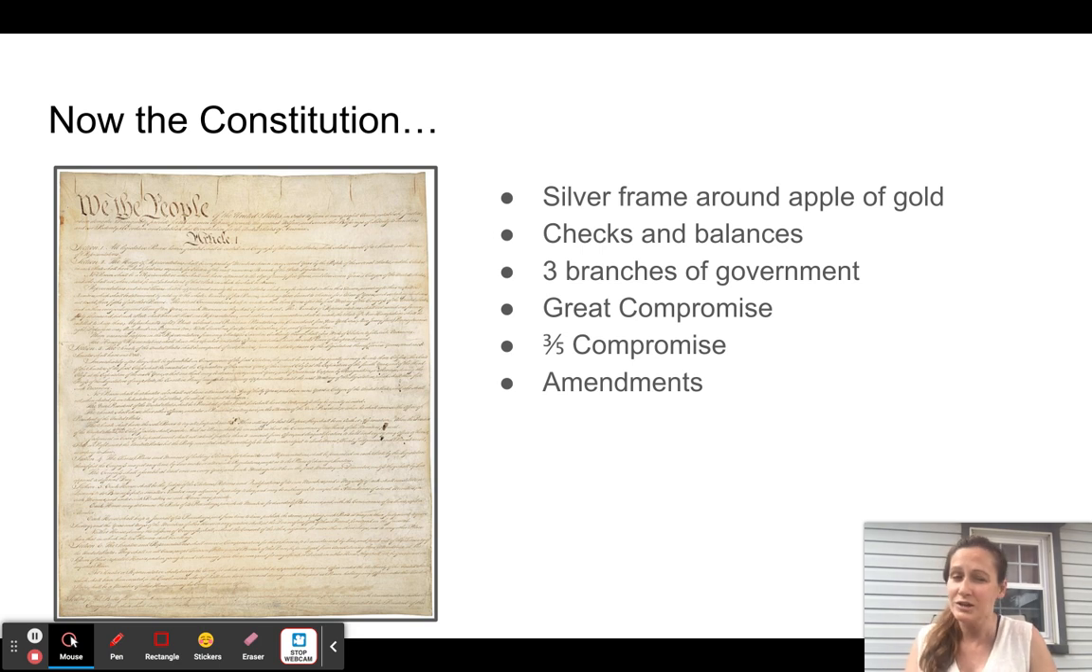And then you also had what many scholars will argue was really the biggest issue, which was slave states versus non-slave states, and how they would be represented. One of the ways that they decided for that representation was the three-fifths compromise, where three-fifths of slaves in states would be counted for representation in government.